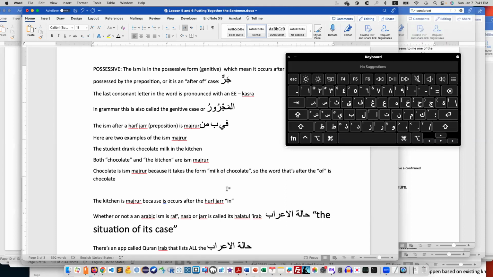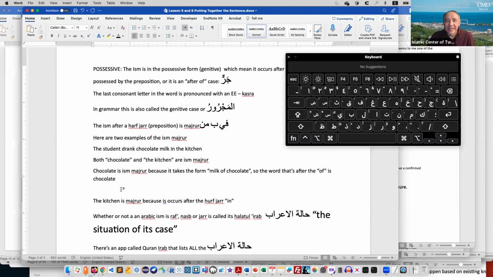Because chocolate is not an Arabic word, it's imported into Arabic. It's going to be pretty difficult to write, I don't even remember how it's written. But halib, which is milk, so it's milk of chocolate. Halib of chocolate. Now this is the after of. Remember the after of I mentioned earlier in the lesson? Any word that comes after of is also jar.